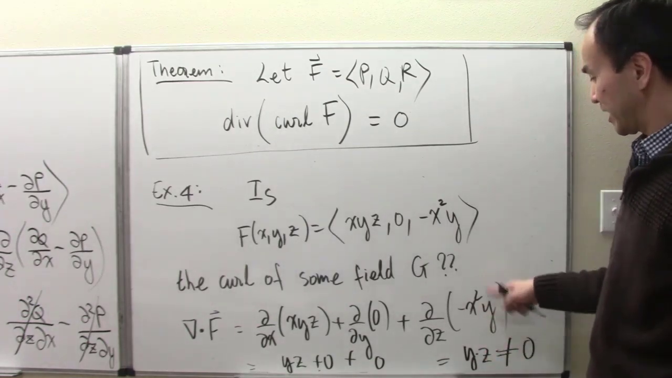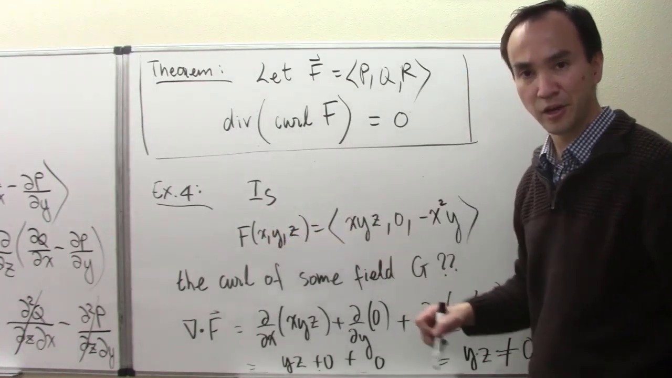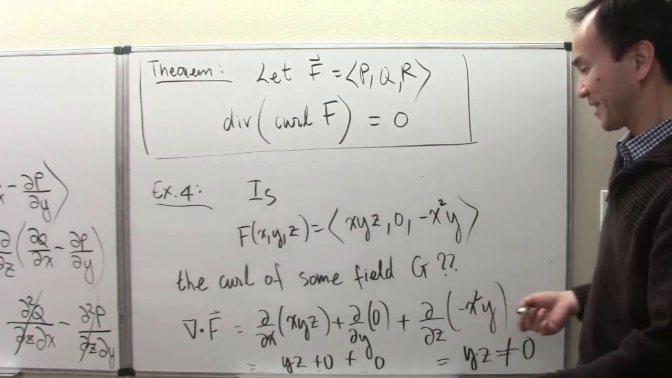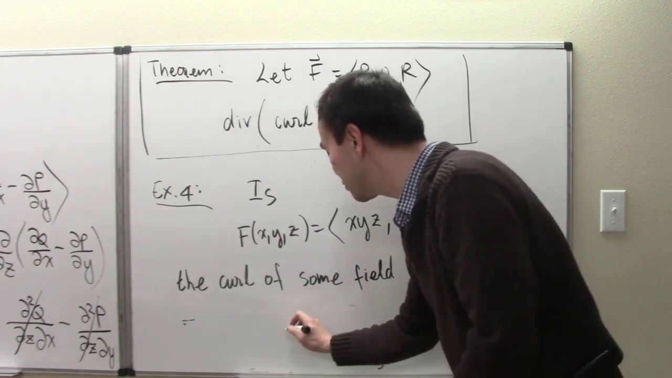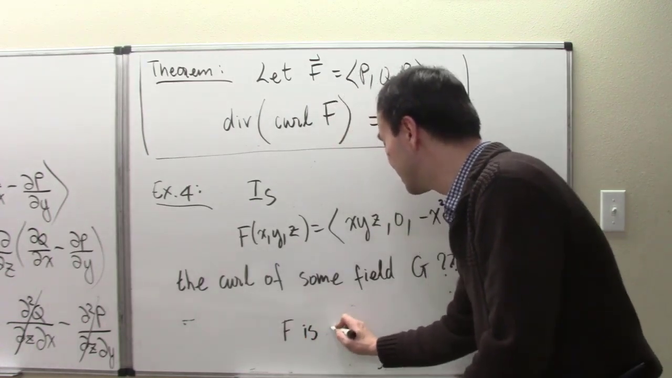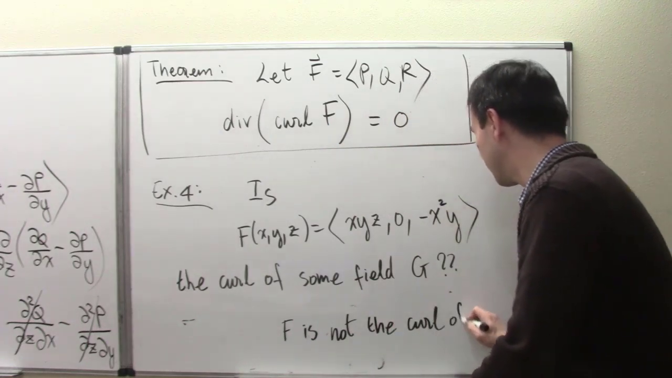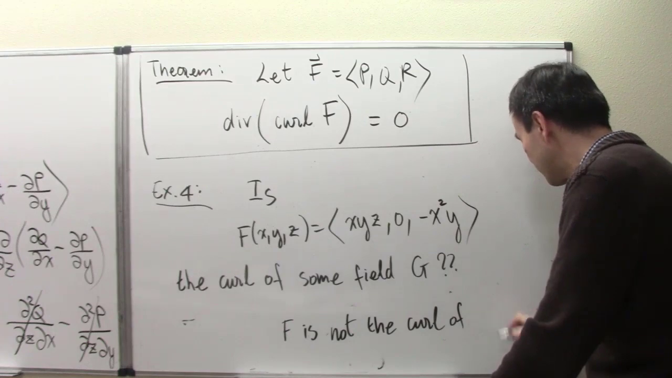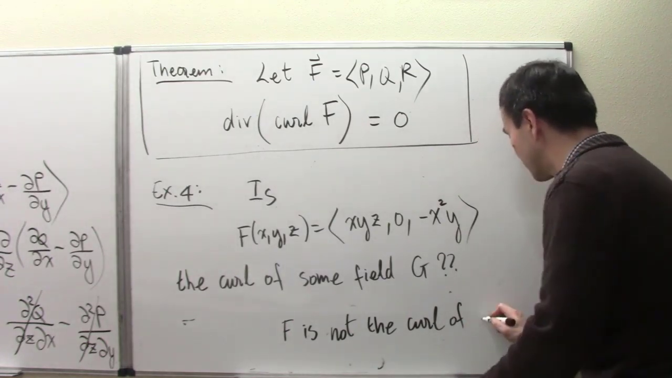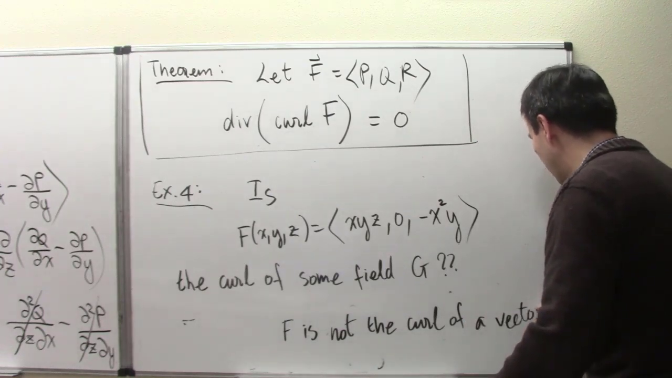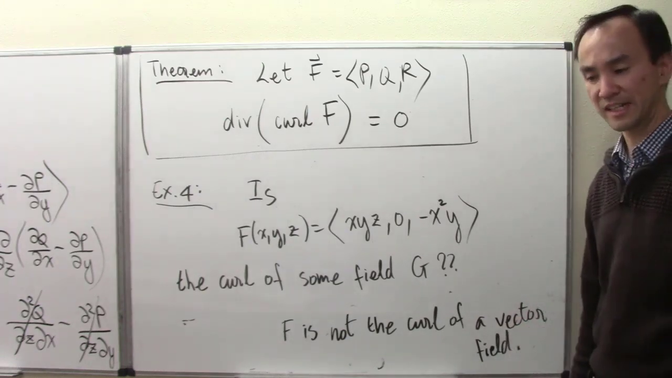And so this clearly proves that F right here is not the curl of some vector field G. And after that work, we now have a conclusion: F is not the curl of a vector field. All right, that's how we have proven this problem.